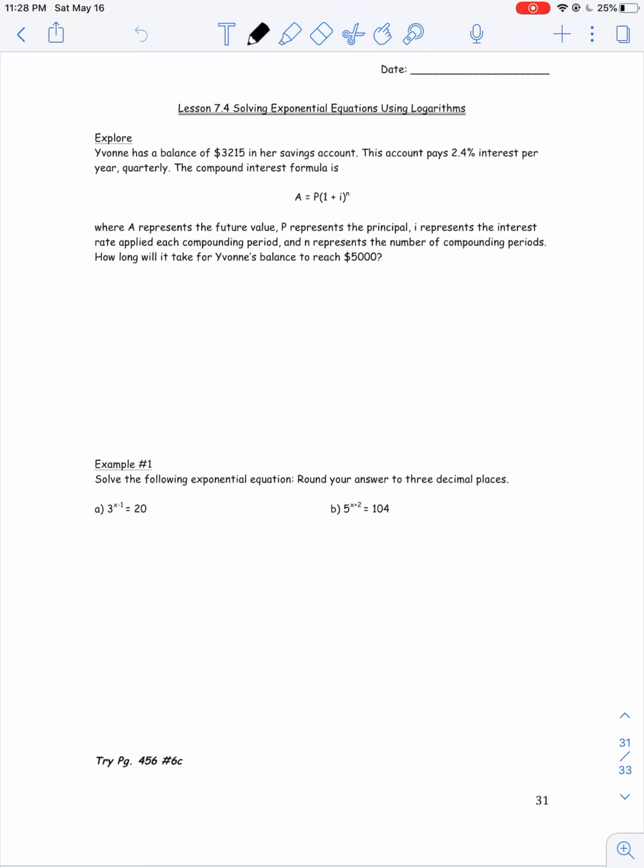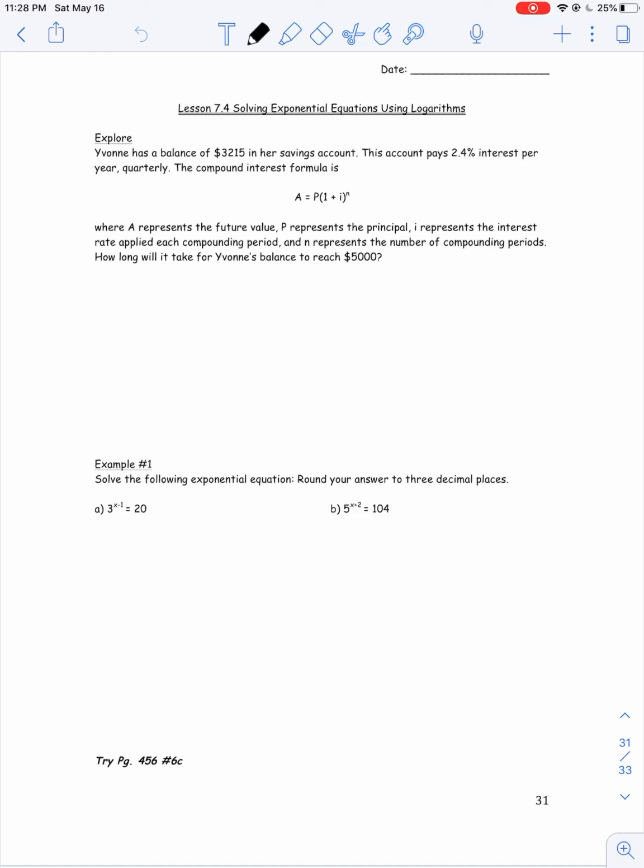So this is lesson 7.4, solving exponential equations using logarithms. What we're going to do is use the mortgage equation to solve for a certain value. For example, Yvonne has a balance of $3,215 in her savings account. So that's always your principal amount.